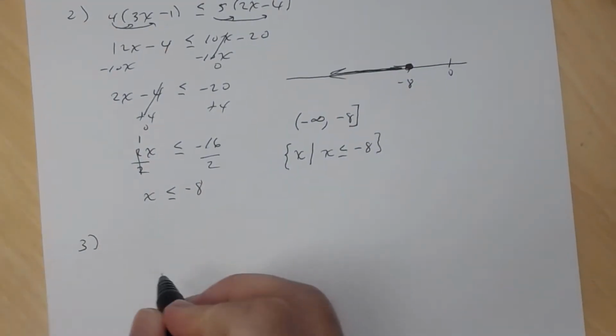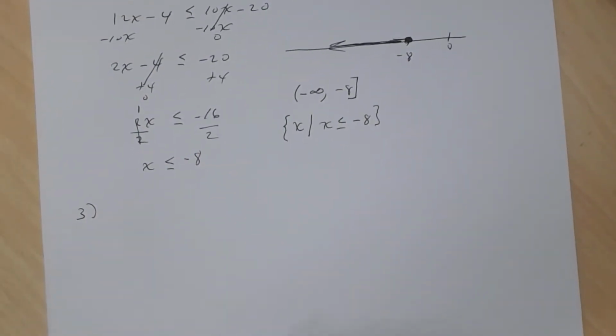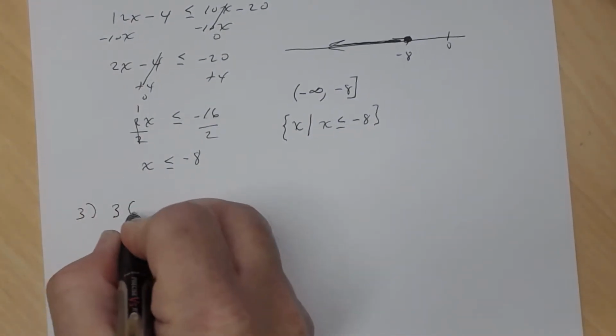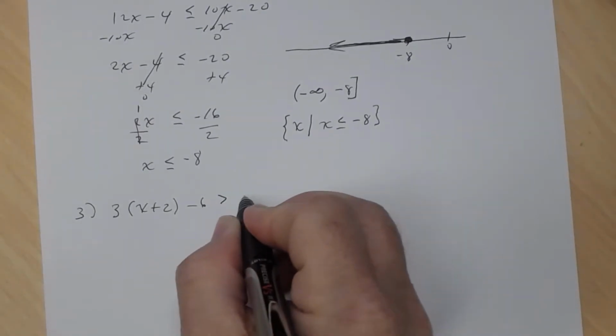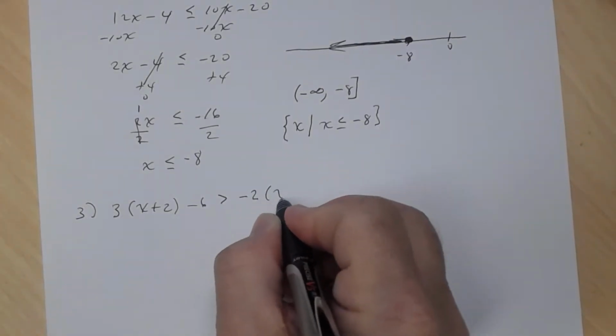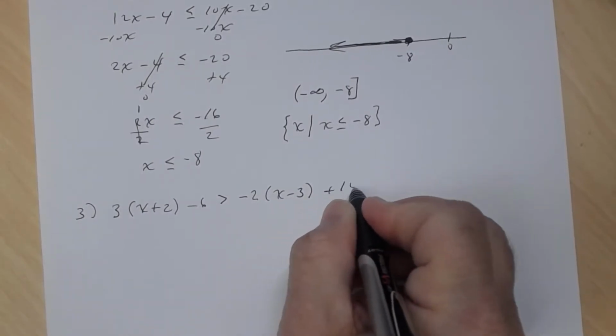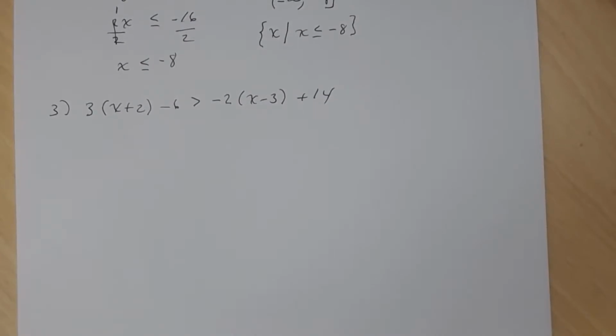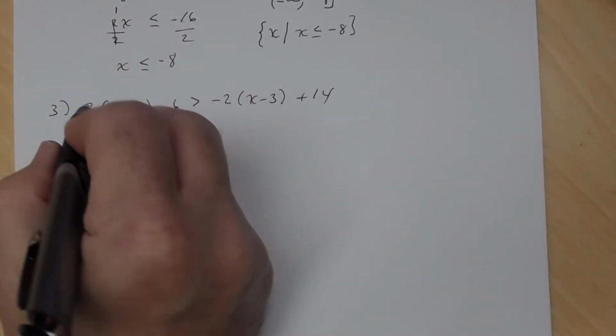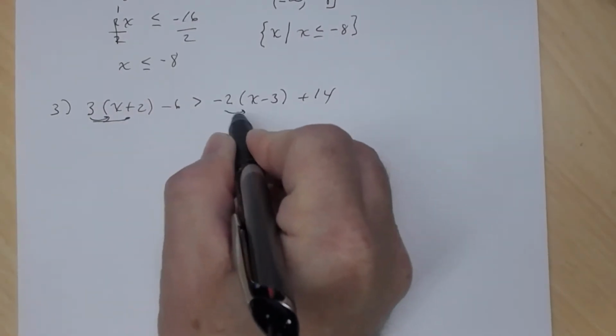All right, number 3. Suppose you had 3 times (x plus 2) minus 6 is greater than negative 2 times (x minus 3) plus 14. So 3(x + 2) - 6 > -2(x - 3) + 14. All right, so just like you did in the previous lesson with equations, you would use the distributive property to get rid of the parentheses. So use the distributive property here and then here as well.